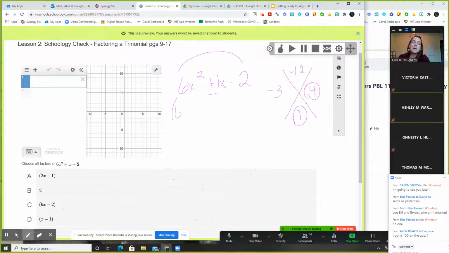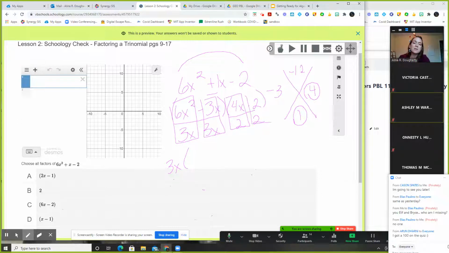So I'm going to put it all back together. 6x squared minus 3x and 4x minus 2. Find your greatest common factor. Hopefully everyone has said 3x and 2. So when I do that, 3x comes to the outside. I do my division of all 4 of my terms.